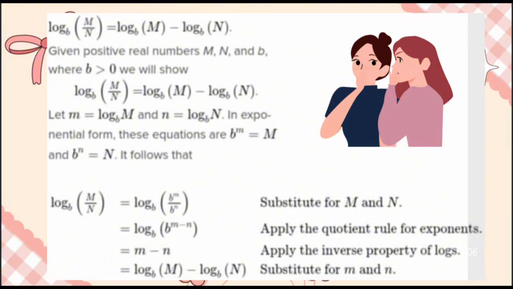Let m equal log m to the base b and n equal log n to the base b. In exponential form, these expressions are b to the power of m equals m and b to the power of n equals n. It follows that we substitute for m and n. Apply the quotient rule for exponents. Apply the inverse property of logs. Substitute for m and n.